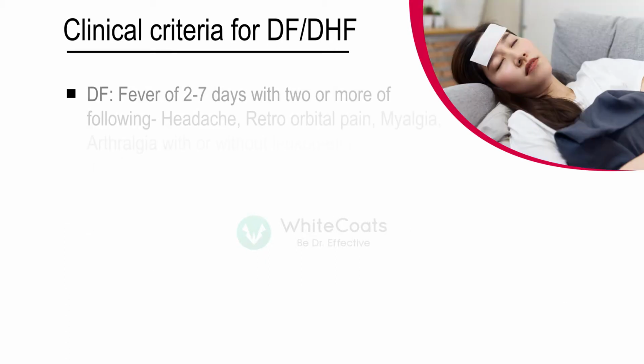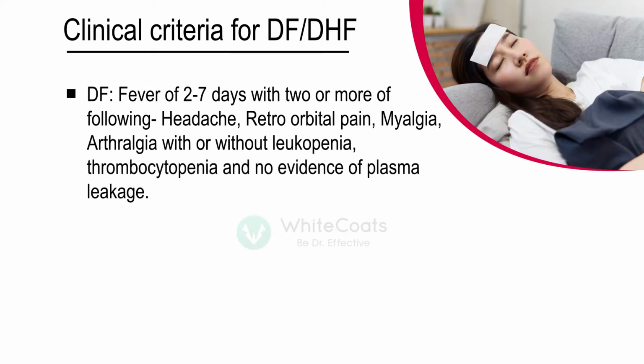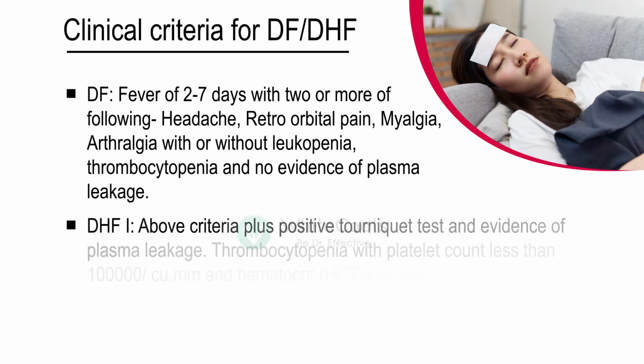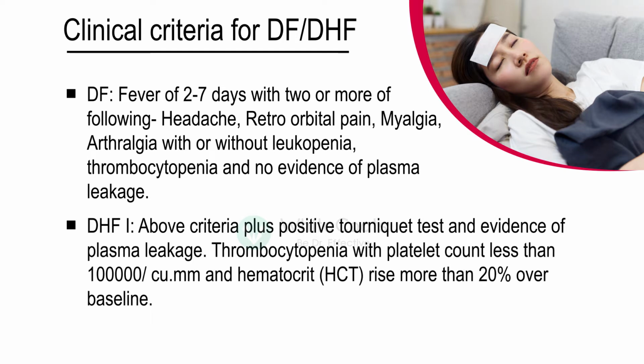Dengue fever is characterized by fever of 2 to 7 days with 2 or more of following: headache, retroorbital pain, myalgia, arthralgia with or without leukopenia, thrombocytopenia and no evidence of plasma leakage. Dengue hemorrhagic fever 1 is characterized by above criteria plus positive tourniquet test and evidence of plasma leakage. Thrombocytopenia with platelet count less than 100,000 per cubic millimeter and hematocrit rise more than 20% over baseline.